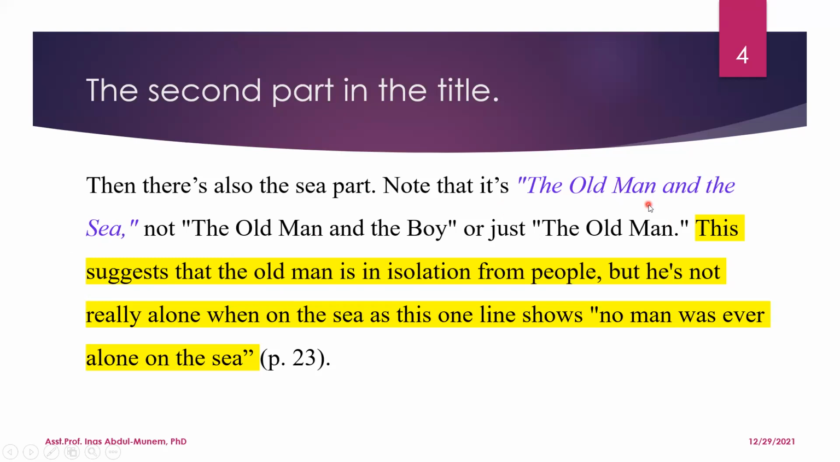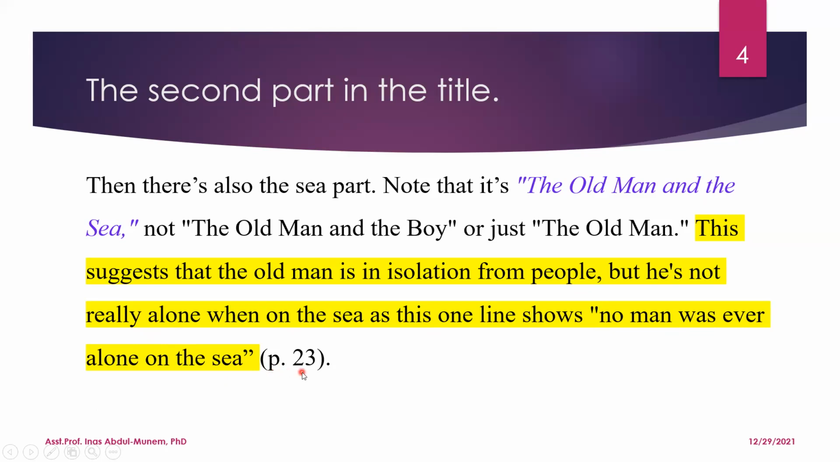So he is the old man with whom? With the sea. He is in isolation from people, from human beings. But he is not really alone when on the sea. How do I know that he is not alone? As this one line shows, no man was ever alone on the sea. That was on page 23.